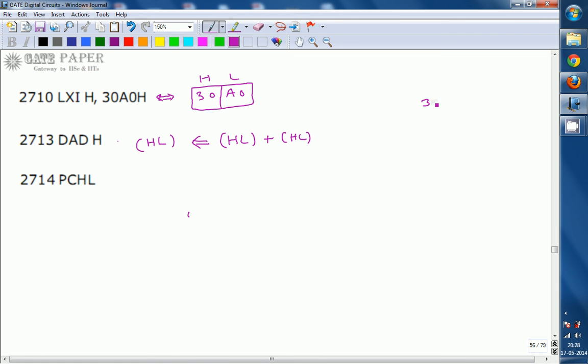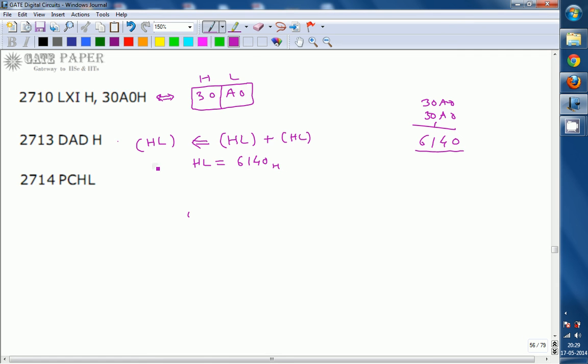If you add 30A0 and 30A0: 0 plus 0 is 0. A is 10, A plus A is 20, and 20 in hexadecimal is 14. So this will be 4 with a carry of 1. Then 0 plus 0 plus 1 is 1, and 3 plus 3 is 6. So 6140 is going to be the HL contents. HL contents after executing DAD H is going to be 6140H.